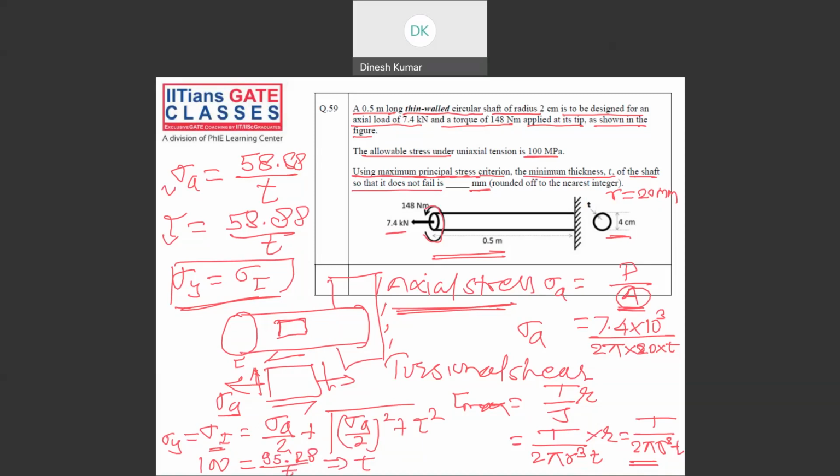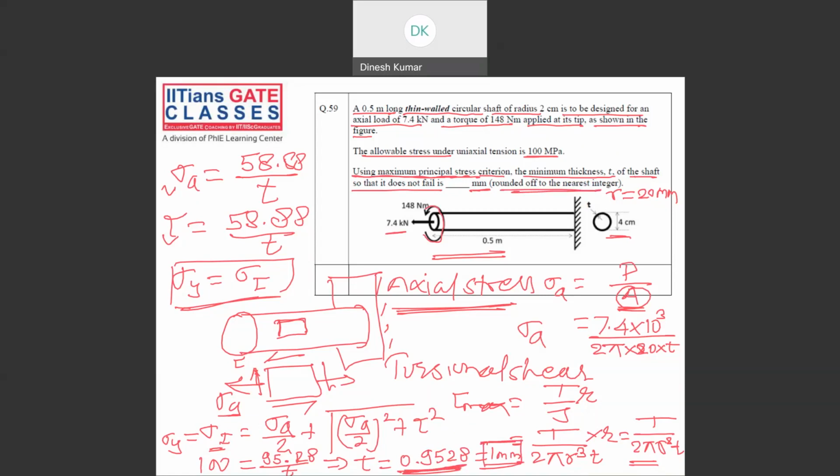Now they ask what is the value of T. So from here, your T will be coming as 0.9528. But they ask the answer in nearest integer. So the nearest integer to 0.9528 is what? 1. So the answer is 1 mm.